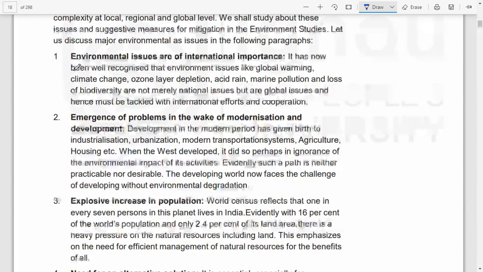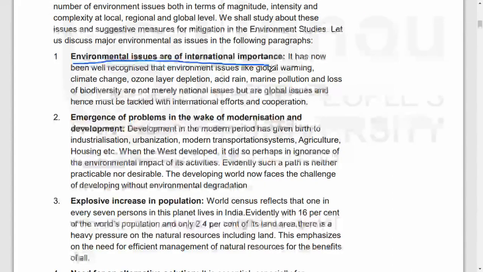1. Environmental issues are of international importance. It has now been well recognized that environmental issues like global warming, climate change, ozone layer depletion, acid rain, marine pollution, and loss of biodiversity are not merely national issues but are global issues, and hence must be tackled with international efforts and cooperation.